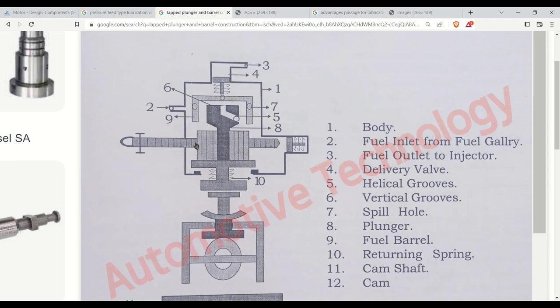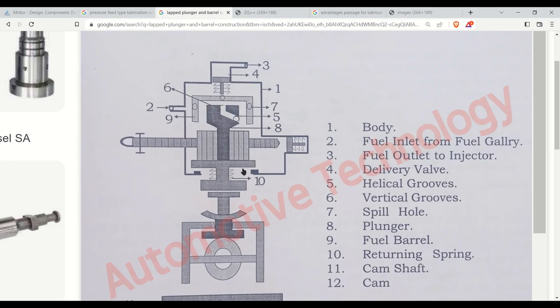Fuel inlet from the fuel gallery, and let's see, first is the body. Second is the fuel inlet from the fuel gallery, and this is a passageway made by vertical grooves over here. Third is the fuel outlet to the injector. Yes, the actual injection takes place from this path 3. Fourth is the delivery valve, and when it opens, the oil goes through passage 3 and gets injected. Seventh is the spill hole. Eight is the plunger, and nine is the barrel.